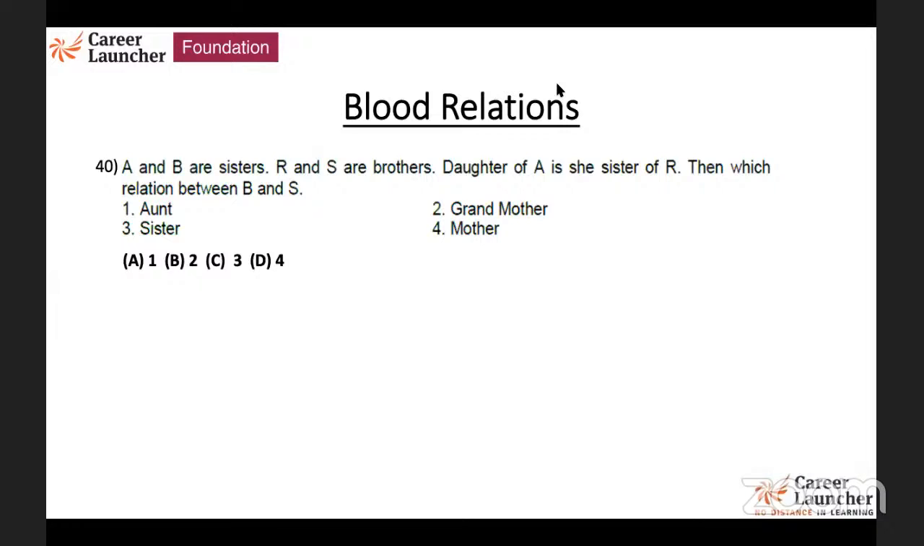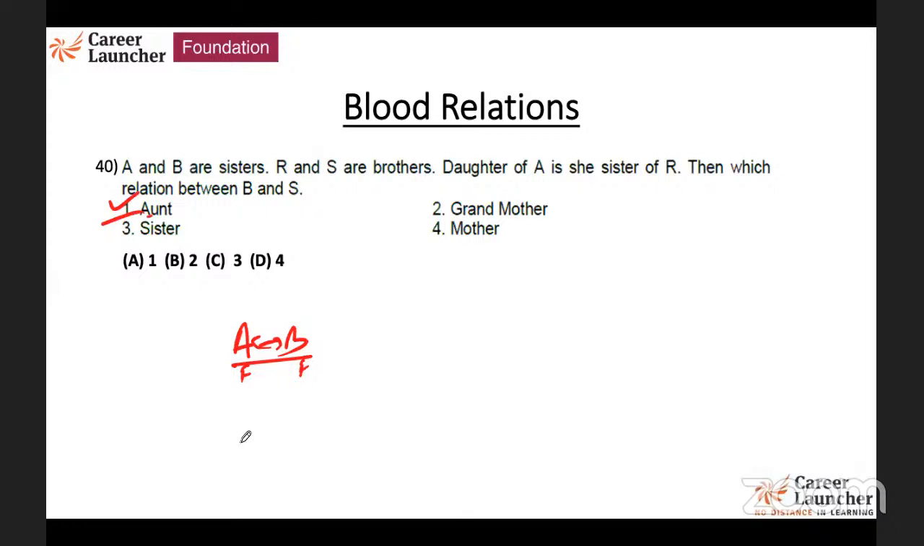Okay, we have got the answer for this one, the 40th one. A lot of you got it right. I will stop the poll. This is the result: 19 of you, more than 60%, have got it right. That's the absolute correct answer. The answer is aunt. A and B are sisters, so they are both female. R and S are brothers.